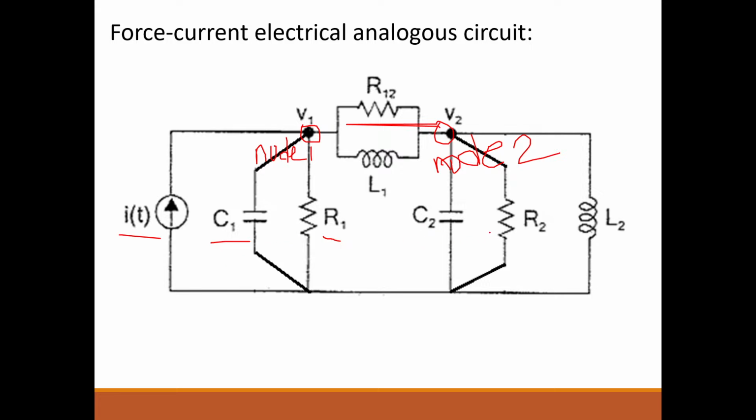Only opposing forces are there at mass 2, so at node 2 only opposing forces will be there. What are the opposing forces at mass 2? One is M2, other one is B2, other one is K2. So M2 means C2, B2 means 1 by R2, K2 means 1 by L2. So connect all this to the nodes, and their other terminals connect to a common node and join it.